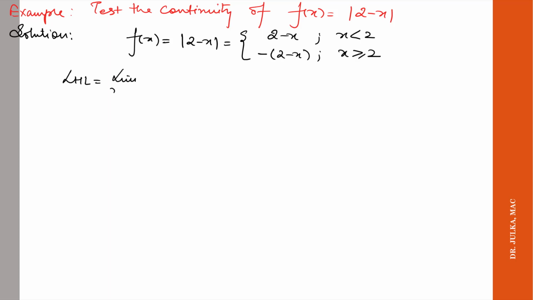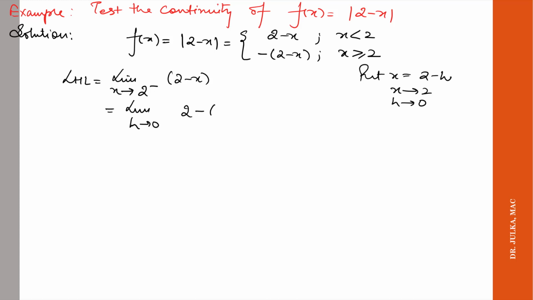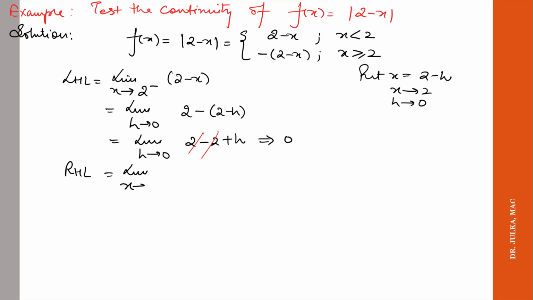First we calculate left hand limit, x tends to 2 negative, and we take function 2 minus x because x is less than 2. Put x equals 2 minus h, x tends to 2, so h tends to 0. So limit h tends to 0, replace x by 2 minus h. And when we put limit h tends to 0, we'll get left hand limit 0.